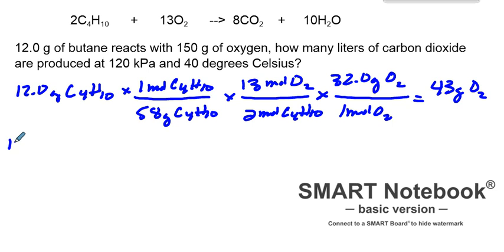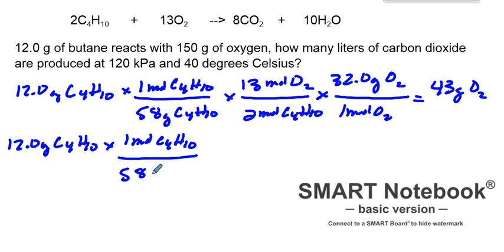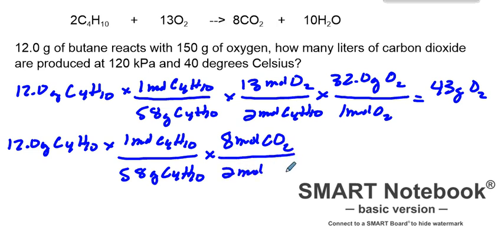So I'm going to go 12.0 grams of butane. I will then go times 1 mole of butane over its molar mass, 58 grams of C4H10. I'm going to use that limiter to figure out how much carbon dioxide, so I'll say times 8 moles of CO2 over 2 moles of C4H10. Okay, and that gives us 0.828 moles of CO2. That's what's produced.